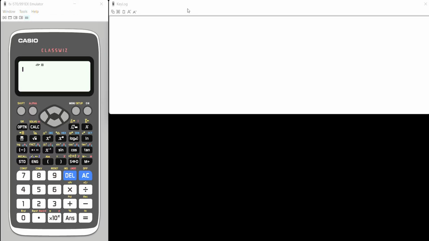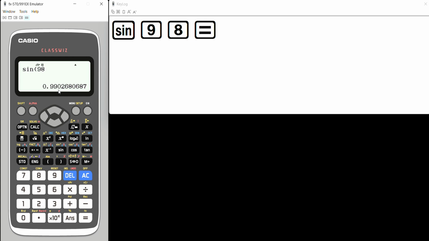Next up, this is one of the most hidden features, because I don't think many people know about this. This is the storing and recalling feature from this calculator. So for example, you have a number that's recurring, sine 98, for example, you get equals. It's a lot of decimal places, but you want to get the precise number.